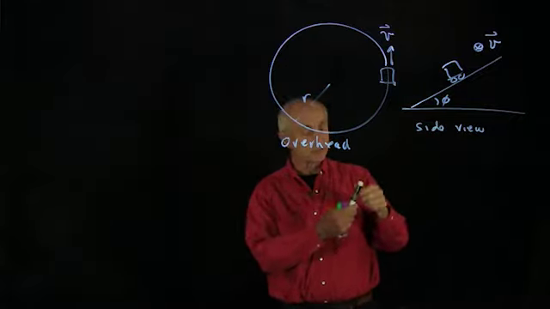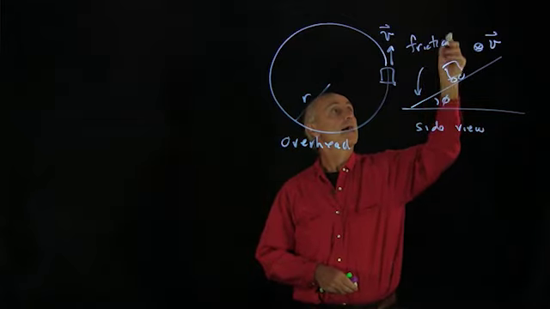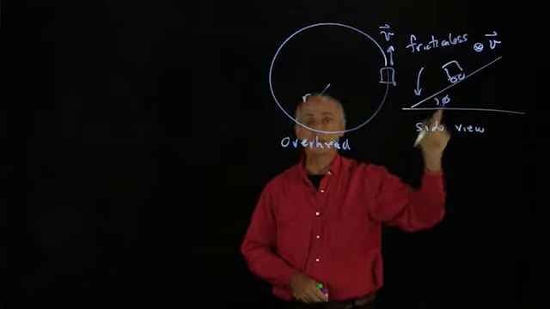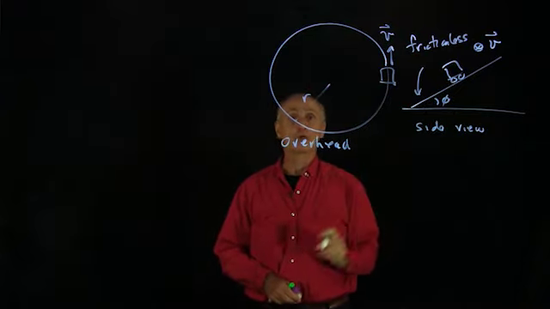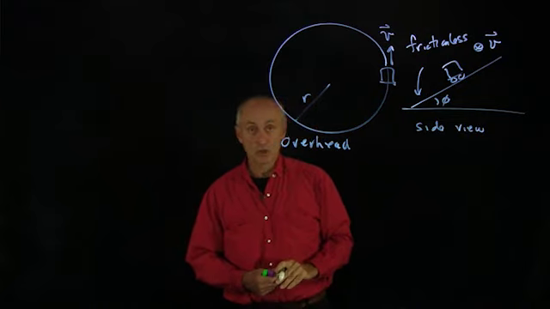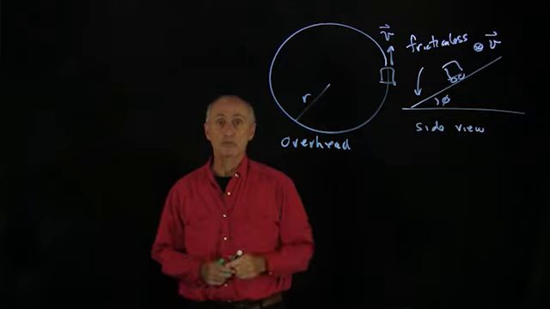Now, this surface here is frictionless, and what we'd like to do is find out what speed the car can move such that it doesn't slide up or down the inclined plane. So how shall we analyze that? Well, our approach will be to apply Newton's second law.